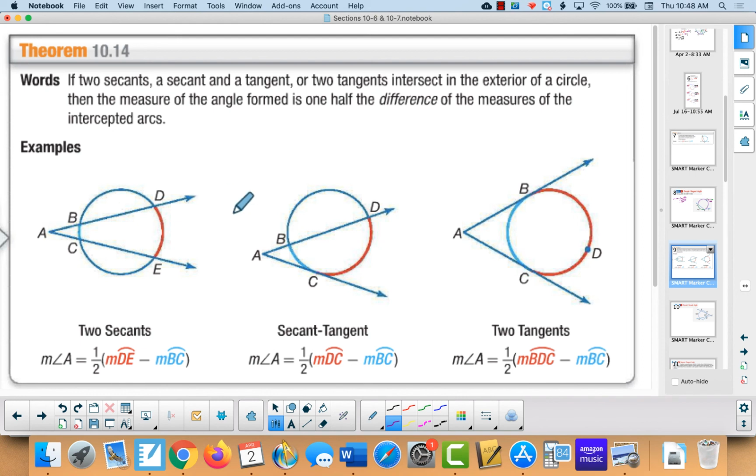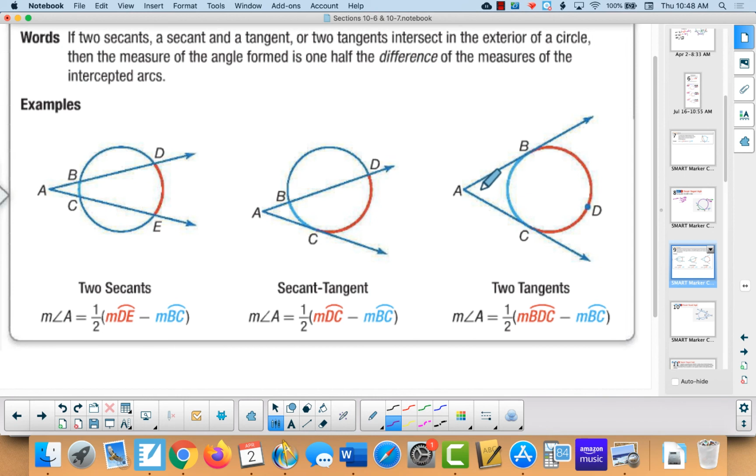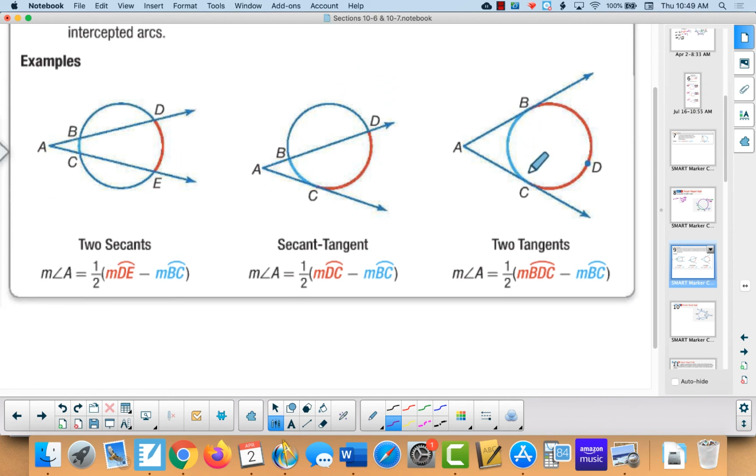Anytime the vertex is outside the circle, as we saw with the investigations, the angle is always equal to 1/2 the difference of its two intercepted arcs. What you need to do is figure out which ones are the intercepted arcs. When you have a secant, these two are the intercepted arcs, the two that are inside, not the two that are outside the angle. When you have a secant tangent, these two are the intercepted arcs, again, the two inside the angle, not the one outside. When you have a tangent, the entire circle makes up the two intercepted arcs.